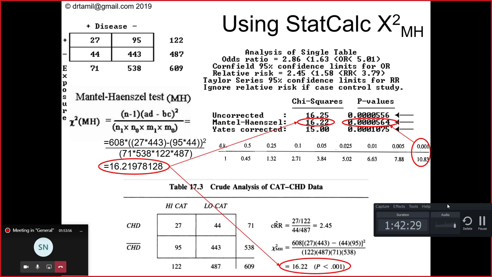The only difference is they have this formula of N minus 1, AD minus BC squared. Then all the N outside is put in. Okay, thank you very much.